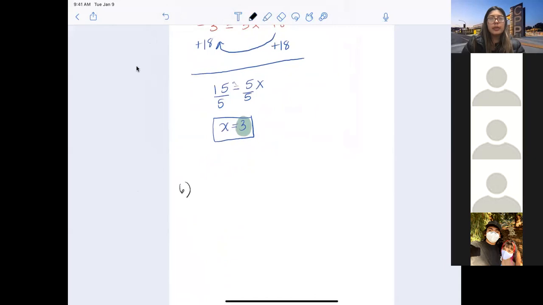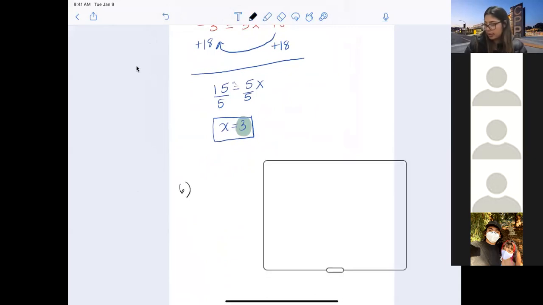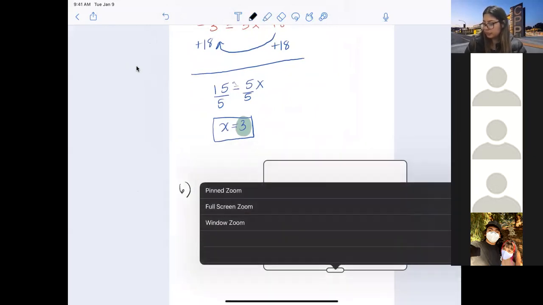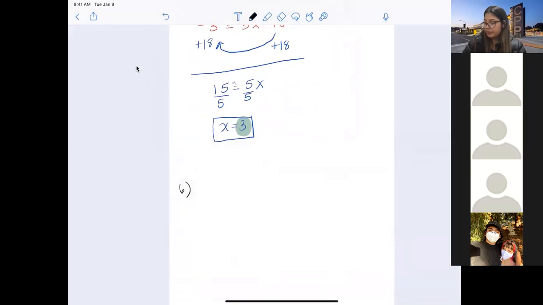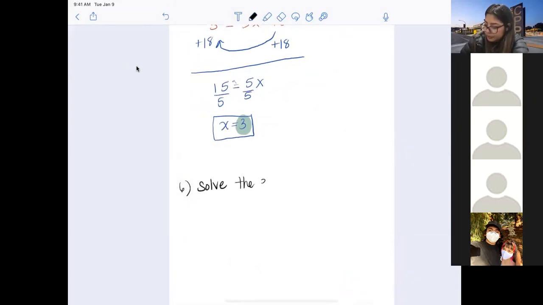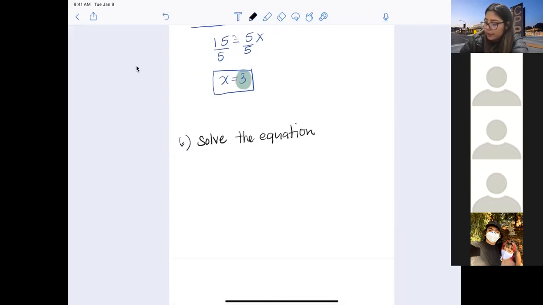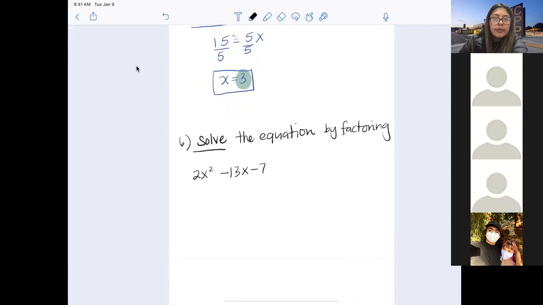So solve again. Now this one is asking you to solve the following equation by factoring. So I want to find the values of x. That's what it means when it's asking you to solve. They're telling you what method to use. So this one is 2x squared minus 13x minus 7 equals 0.